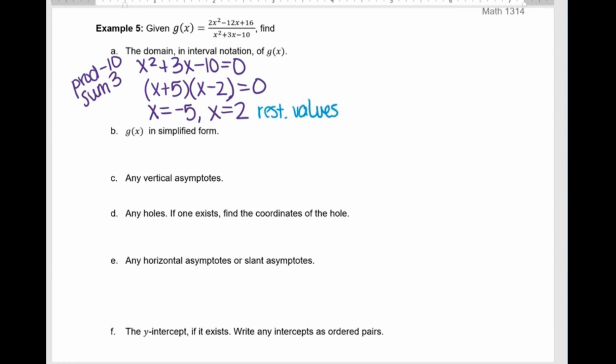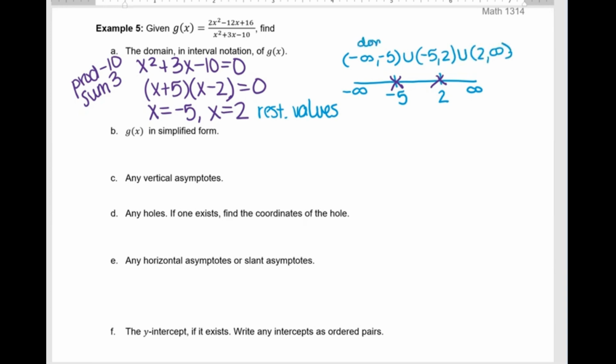So when we're doing our domain, negative infinity on the left, positive infinity on the right, -5 close to the negative, positive 2 close to the positive infinity. Remember that those are our restricted values, so we cannot use them. And when we find our domain, starting on the left, it's going to be negative infinity to -5, union, -5 to 2, union 2 to infinity. And there's our domain in interval notation.